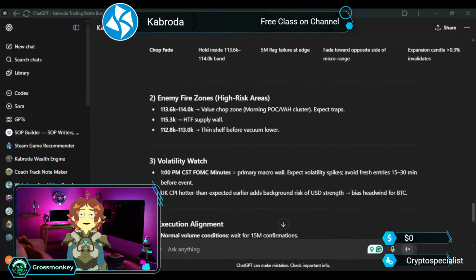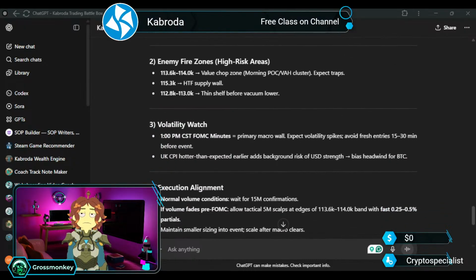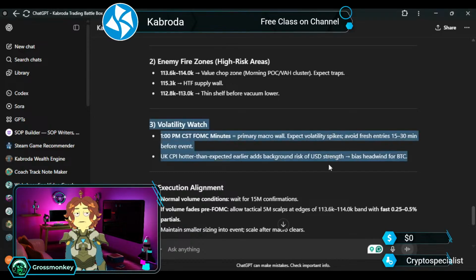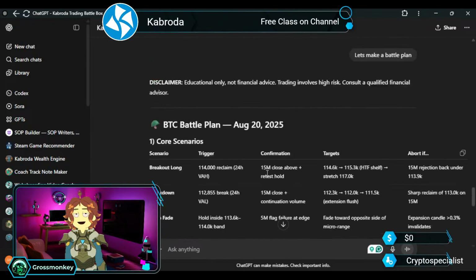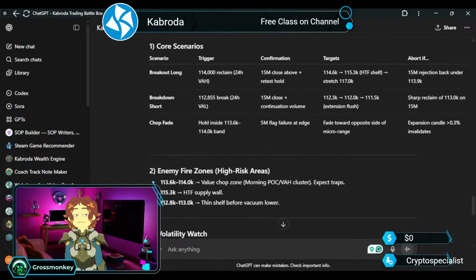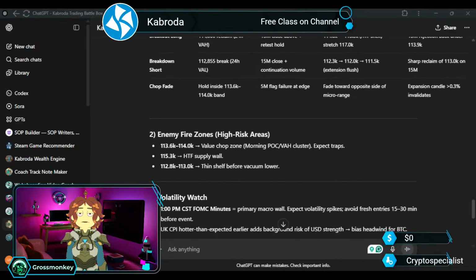So we got the different levels that we could be looking at. 113.6K to 114K is the area we're sitting in right now. You got the 115.3K range, so that's the area we'd be targeting if we broke above. And then we got the 112.8K to 113K range, which is that 24-hour volume area low where we're looking for a breakdown.